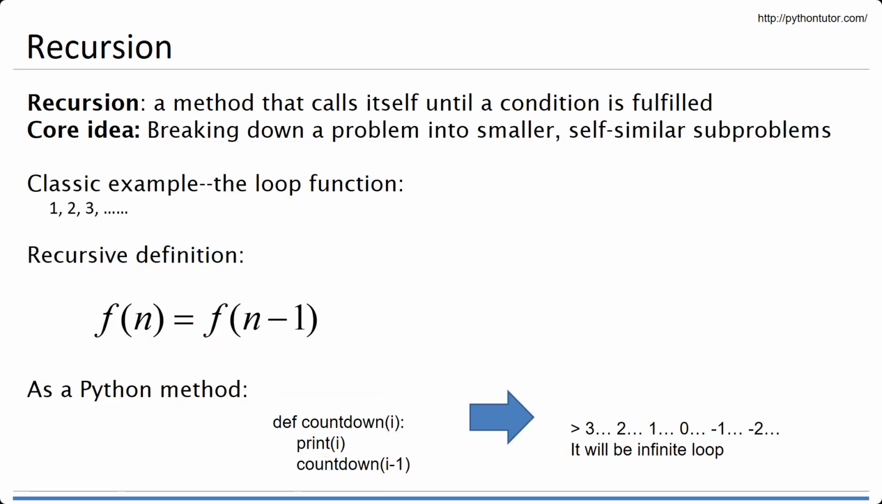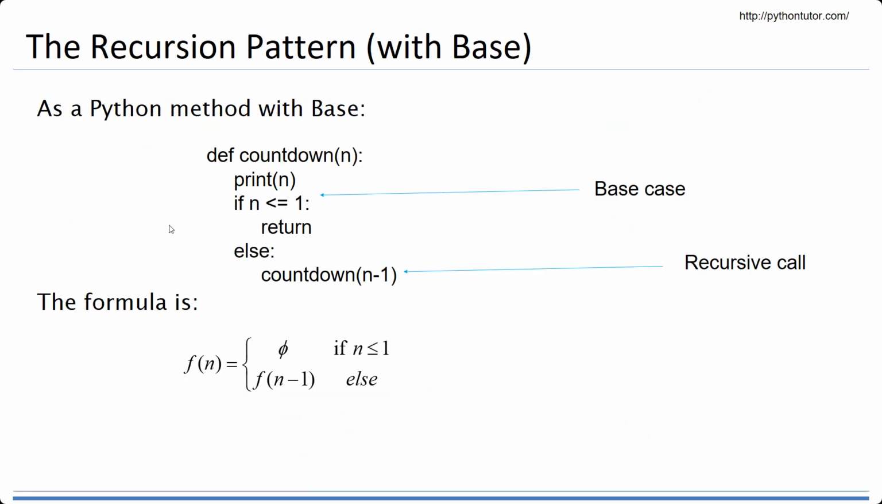In order to complete the recursion, we do not want to have the infinite loop, so we need to have a base. We call it a base. So this is a Python method with base. It means when the condition is satisfied, we have countdown n, and then we want to print n.